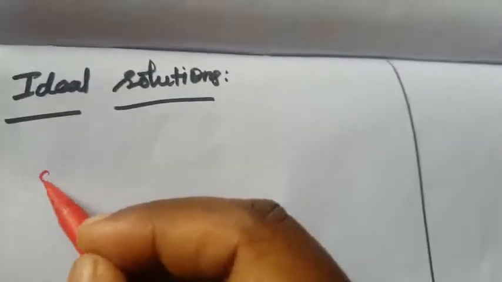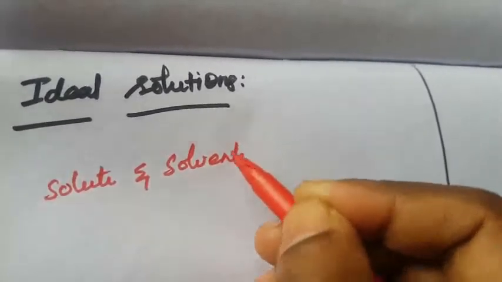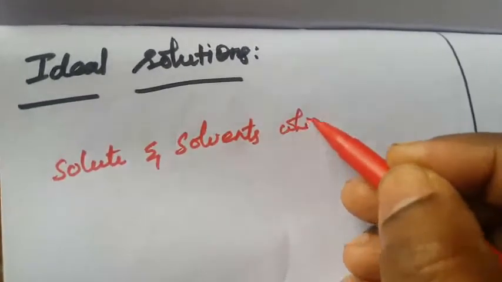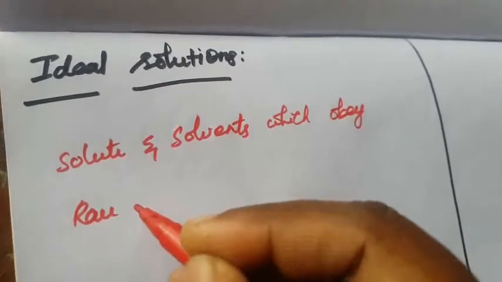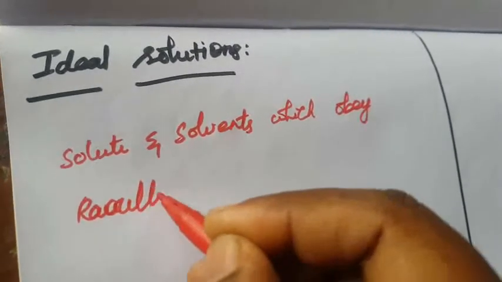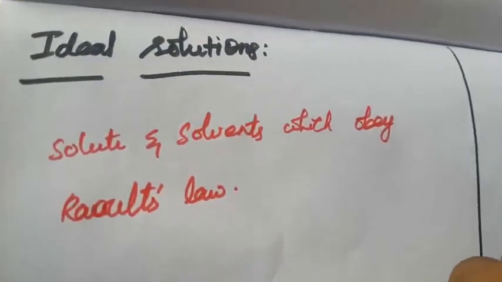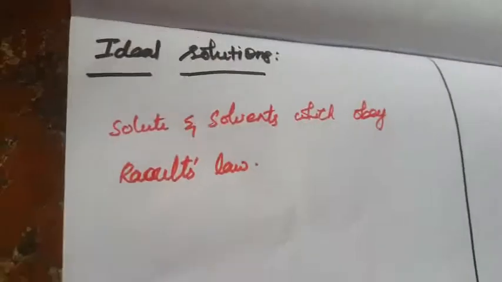What is meant by an ideal solution? The solute and the solvent which obey Raoult's law, that is called an ideal solution. In any solution, if the solute and the solvent obey Raoult's law, that is called an ideal solution.